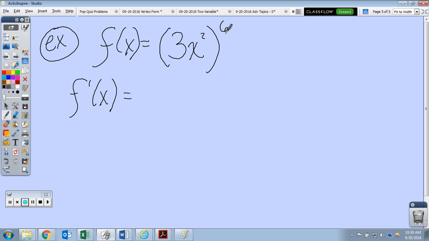Okay. Here we go. So 6 to the front, 3x squared. Drop this down a power. Now times the derivative of the inside.